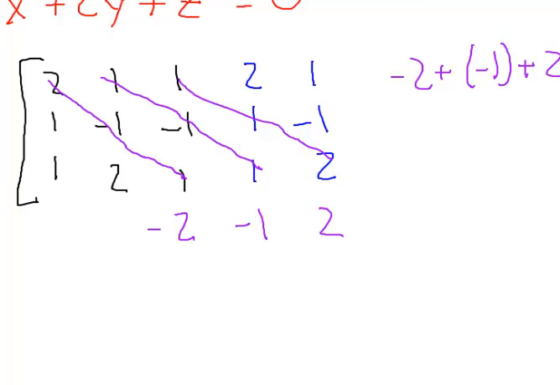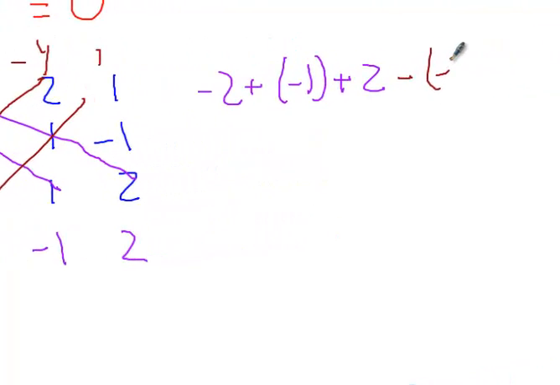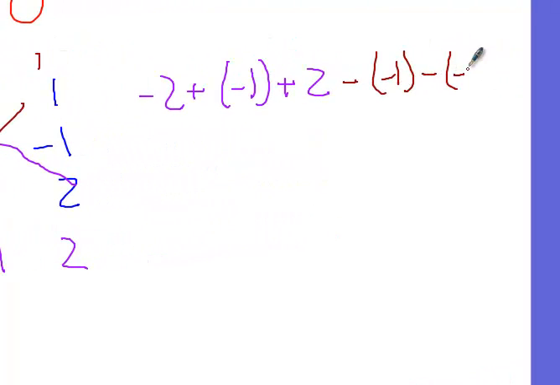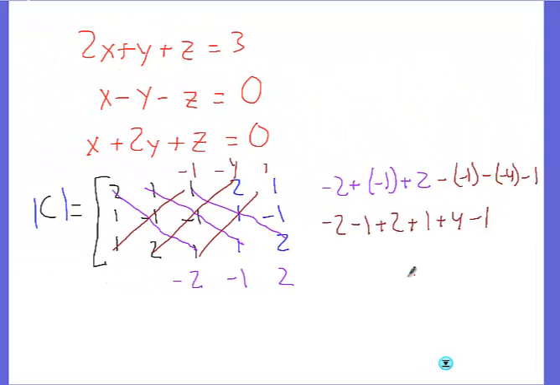All right, now we've got to get our up diagonals and subtract them. So 1 times negative 1 times 1 is negative 1. 2 times negative 1 times 2 is negative 4. 1 times 1 times 1 is just 1. So it's going to be minus negative 1 minus negative 4 minus 1. So when we simplify, it becomes negative 2 minus 1 plus 2 plus 1 plus 4 minus 1, for a grand total of negative 3, negative 1, 0, 4. So our coefficient determinant gives us the number 3.